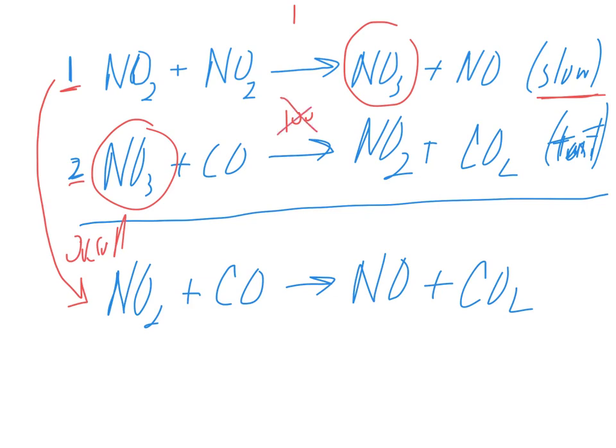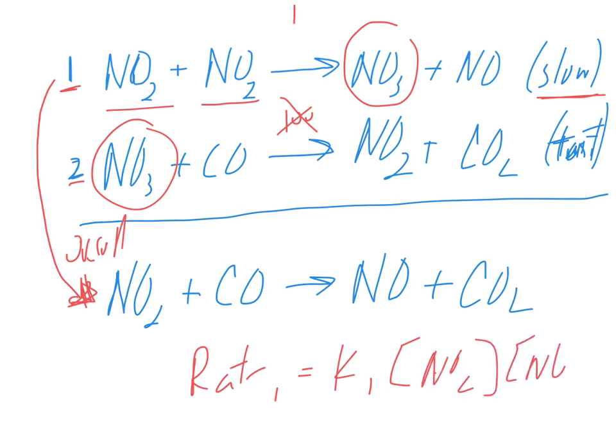Now, what this means is since the rate for the first step pretty much determines the rate for the overall reaction, that means the rate law for the first step pretty much determines the rate law for the overall reaction. And for the rate mechanism steps, the rate law is equal to the stoichiometry of the reaction. And so the rate for step number one would equal K for step number one times a molecule of NO2 hitting another molecule of NO2.